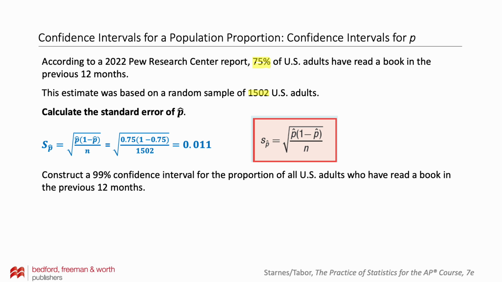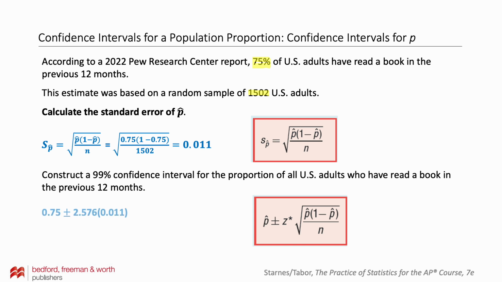Now we have our critical value, we have our standard error, and we do have our point estimate, so we can go ahead and start calculating the confidence interval. So our point estimate, which is our p hat here, is 0.75. Then our plus or minus, our critical value that we found before was 2.576. And our standard error is 0.011. And we will do the math for that. We'll do the plus and the minus, and we get an interval between 0.722 and 0.778.